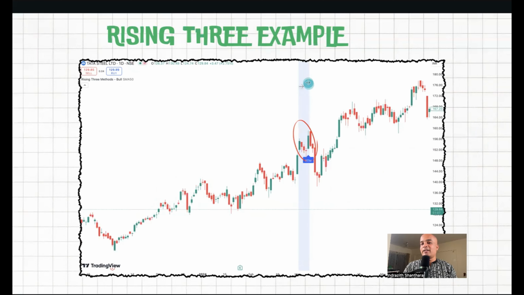Now this is one more example. If you use the indicator, this is how it highlights the particular area. In this case, this is a green candle and three small red candles, and the fourth one is a green candle, right? Now you might ask, price went down after that, right?